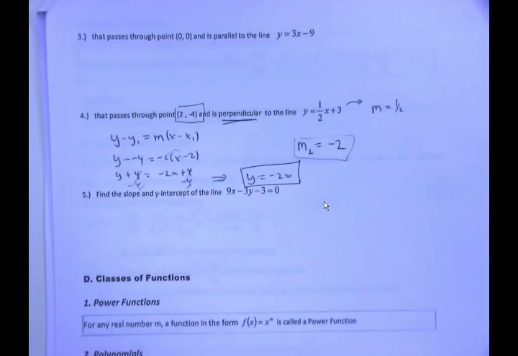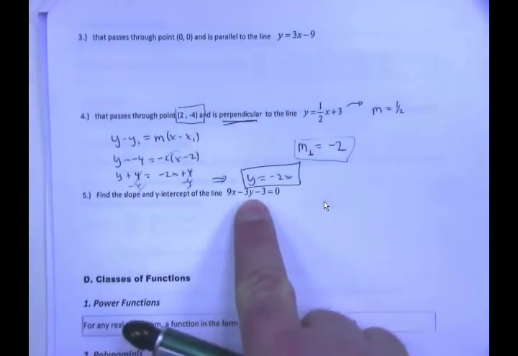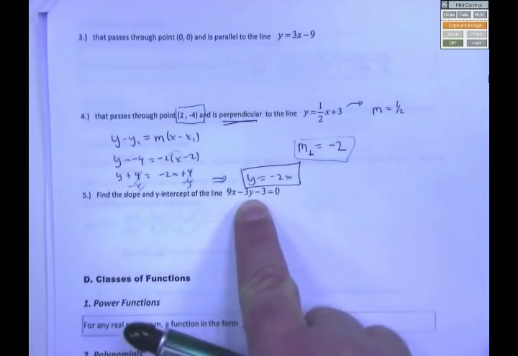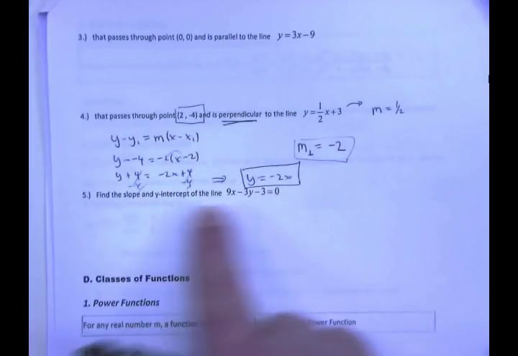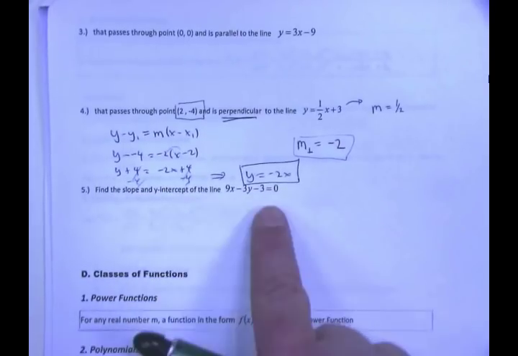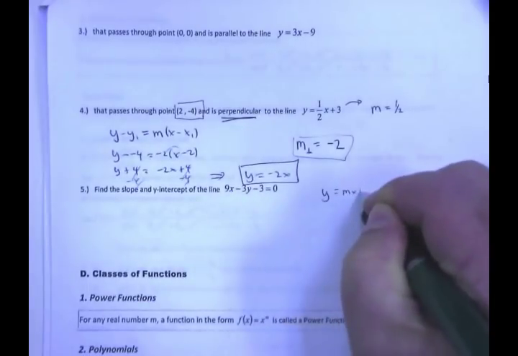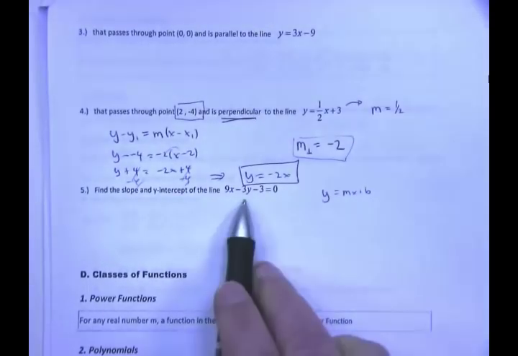Number 5. Find the slope and the y-intercept of the equation 9x minus 3y minus 3 equals 0. What form is this equation of a line in? This is in general form. The purpose of general form? It looks good. That's it. I want the slope and y-intercept. So what form do I want to put this guy in? Slope-intercept form, the y equals mx plus b format. So I'm going to solve this thing for y.